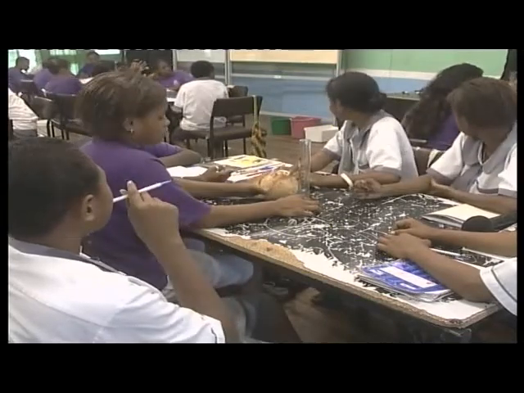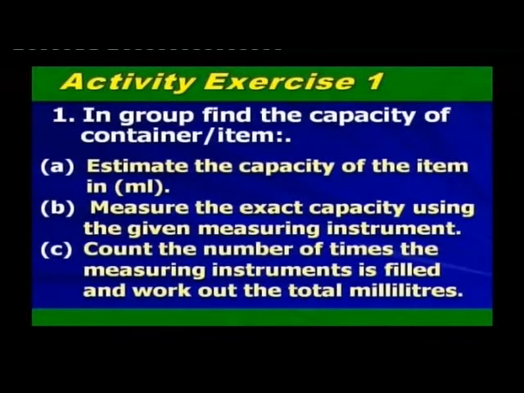Once you estimate, you predict, or you try to guess the amount of liquid in milliliters, you now use your measuring tool or measuring instrument to get the exact measurement of the liquid that is in that pot, bucket, lunchbox, and so on. You use the measuring instrument you are going to use. You have a worksheet there, so you follow what's in the worksheet.